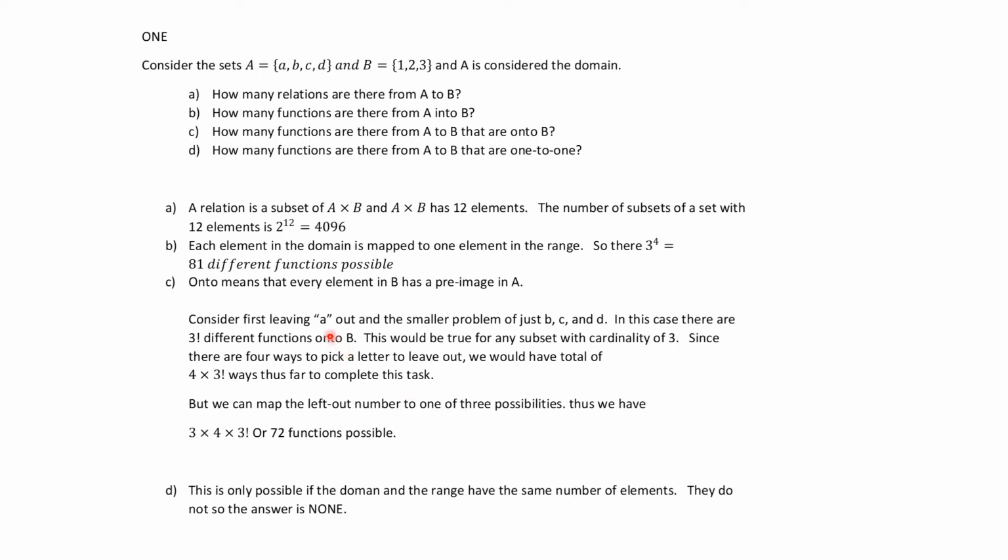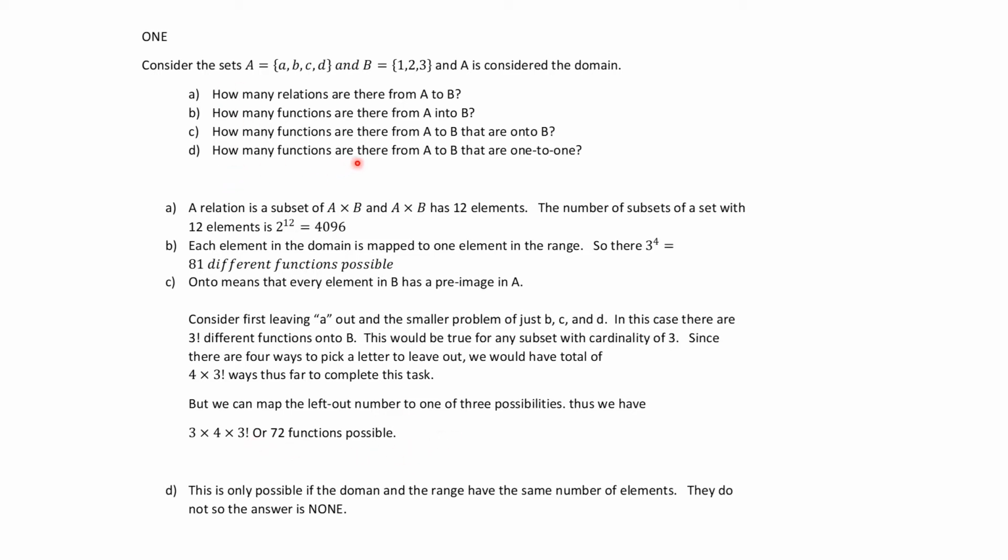But you see, this was not talking about where a gets mapped. So we can map the left out letter each time to one of the 3 possibilities. Thus we would have 3 times 4 times 3 factorial, or 72 functions possible.